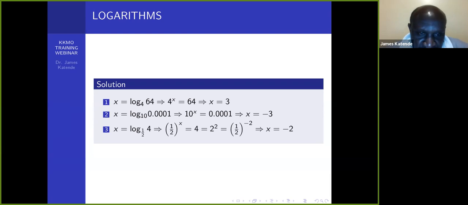in the slides. So the next one is log of 4 base half, which means that a half raised to x would be equal to 4. And 4 is just equal to 2 squared, and 2 squared is the same as a half raised to negative 2. So that means x must be negative 2. Hopefully that makes sense. I believe it should.